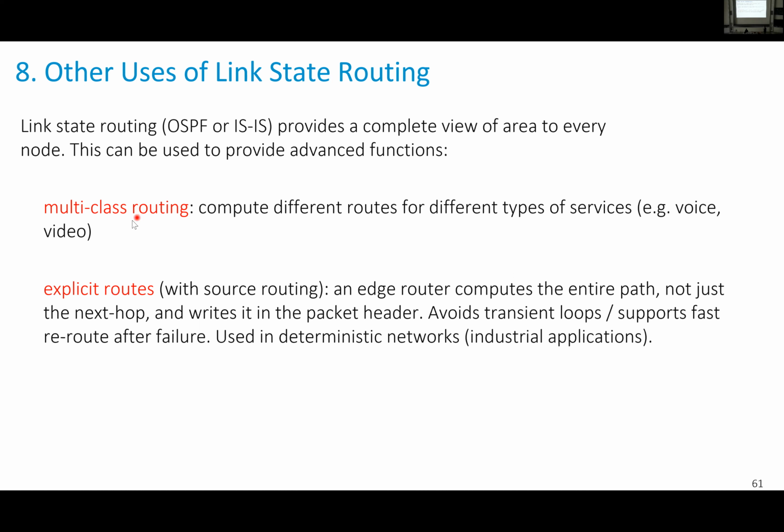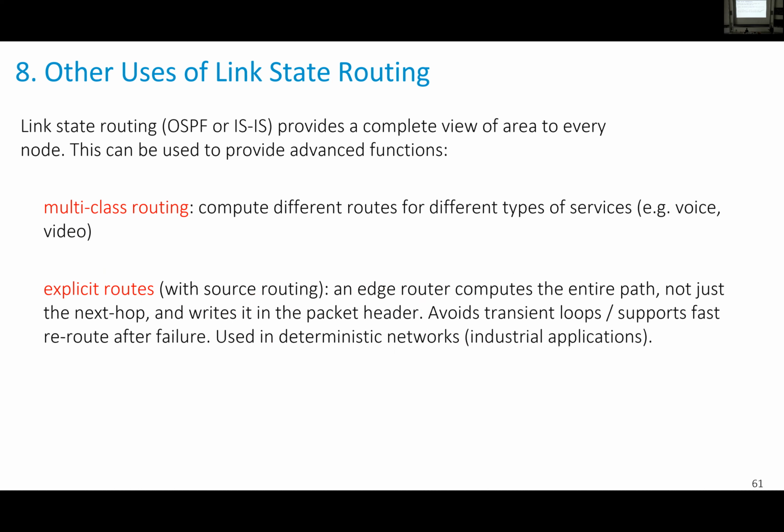So that's an example that is used in many networks. Explicit routes is another example here, which is a form of source routing, where an edge router can compute the entire path. Remember, we've talked about source routing as a possibility in ad hoc networks to simplify the intermediate routers. This can be used also in industrial applications, where an edge router computes the entire path using OSPF.